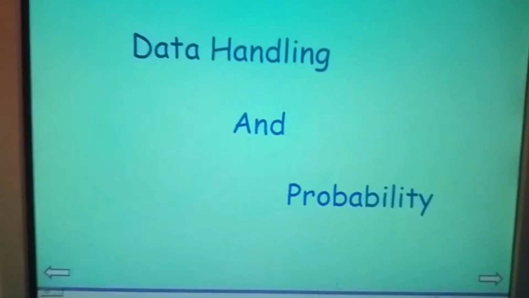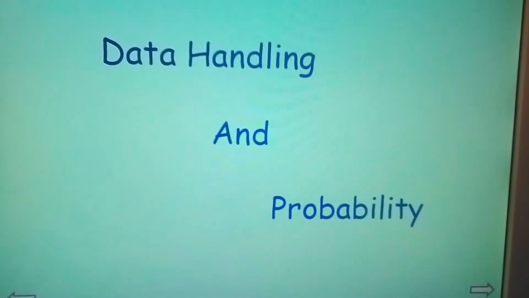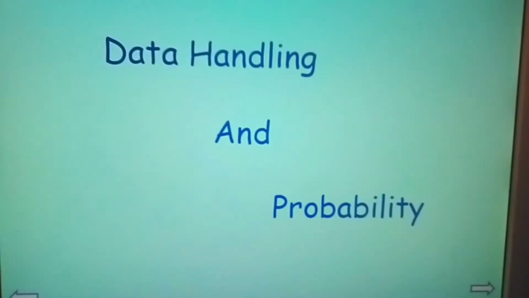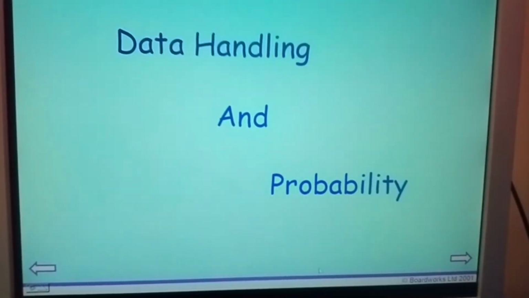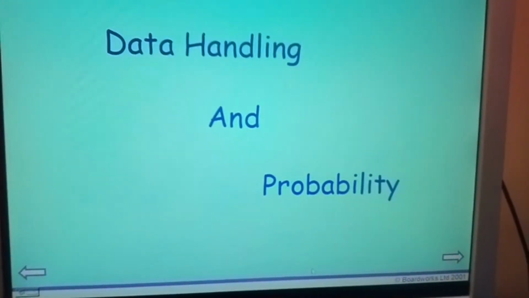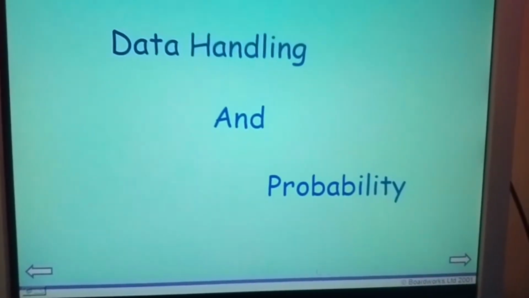Okay, welcome back. What I want to look at today is data handling and probability. Now, again, if you look at the previous slides and videos in regards to group data and so forth, all this links into all that, okay?